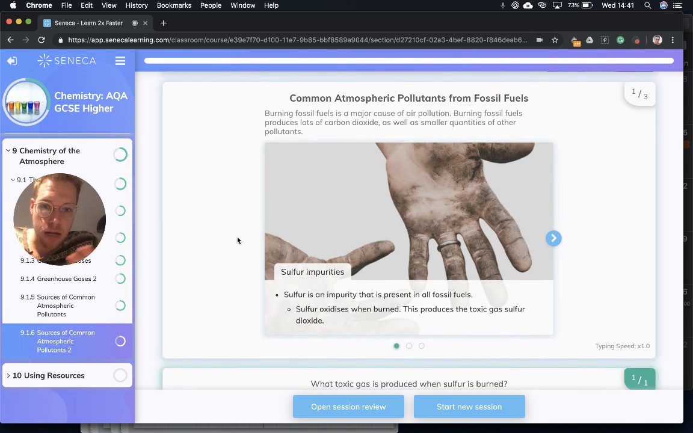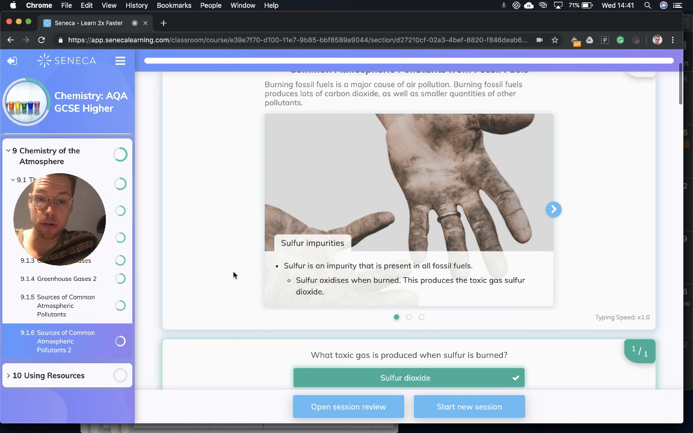So, where are we going to get started? Let's start with fossil fuels, that old chestnut. Burning fossil fuels is a major cause of air pollution. Burning fossil fuels produces lots of carbon dioxide as well as smaller quantities of other pollutants. We're going to start off with some sulfur.